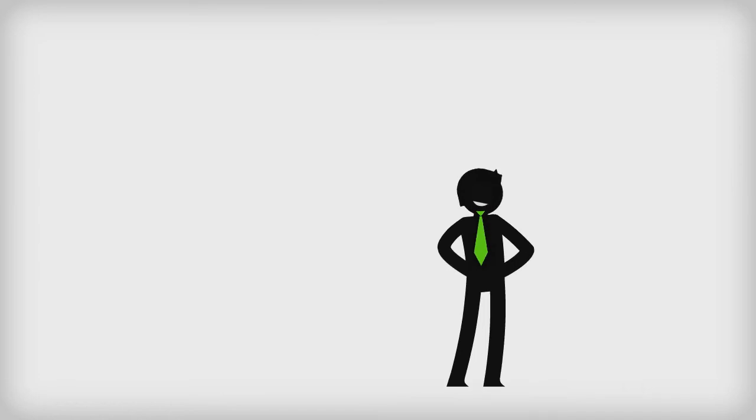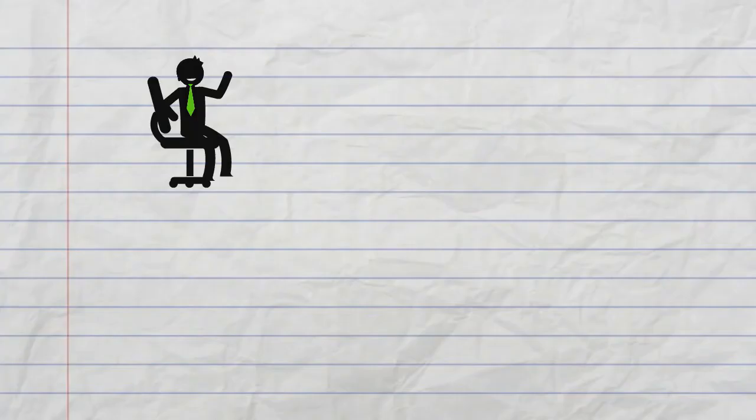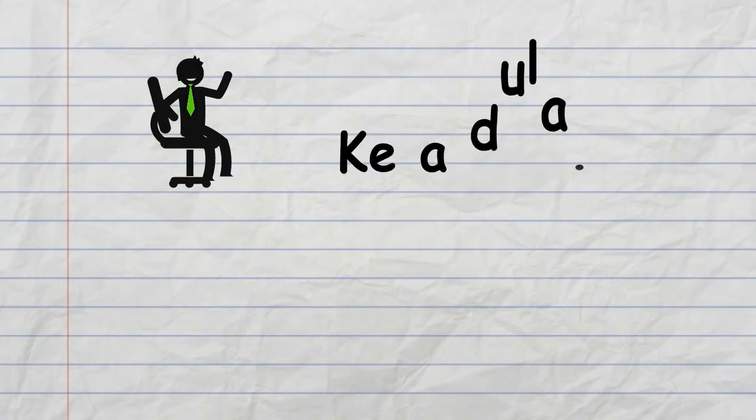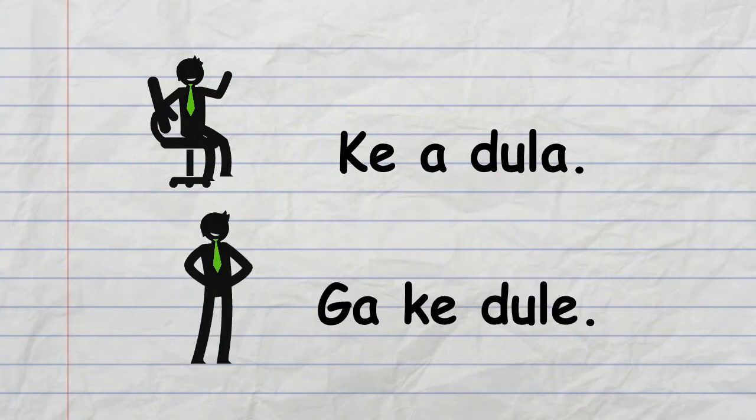Rake dule. Oh, today we're learning how to turn a sentence into the negative. So, to say I sit in Sepedi is ke adula. Ke adula. But to say I don't sit in Sepedi is gake dule.